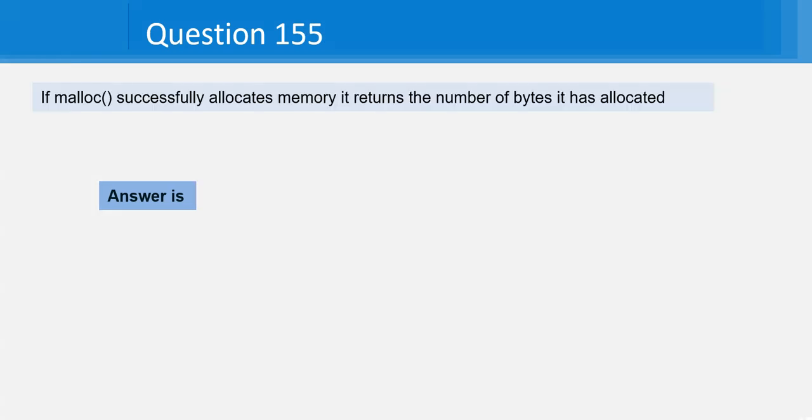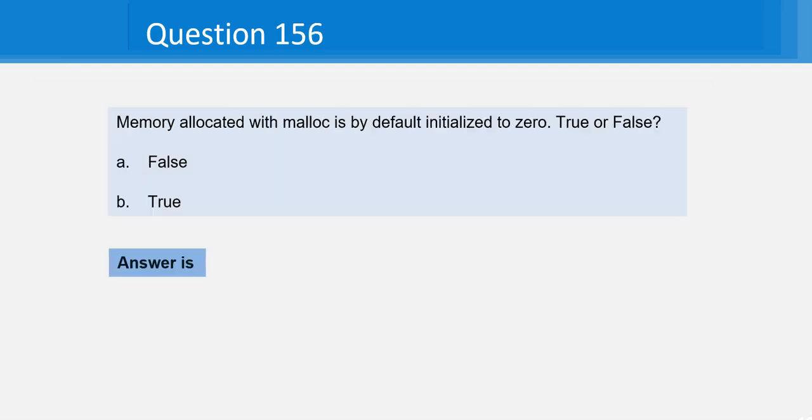If malloc successfully allocates memory, it returns the number of bytes it has allocated. Is it true or false? It is actually false, because malloc returns the address to which it has allocated the memory. Memory allocated with malloc is by default initialized to 0. Is it true or false? The answer is false. Malloc does not reset, only calloc does. In malloc, you will have to reset using a memset function. Usually the difference between malloc and calloc is asked in interviews. So this is one of the differences.